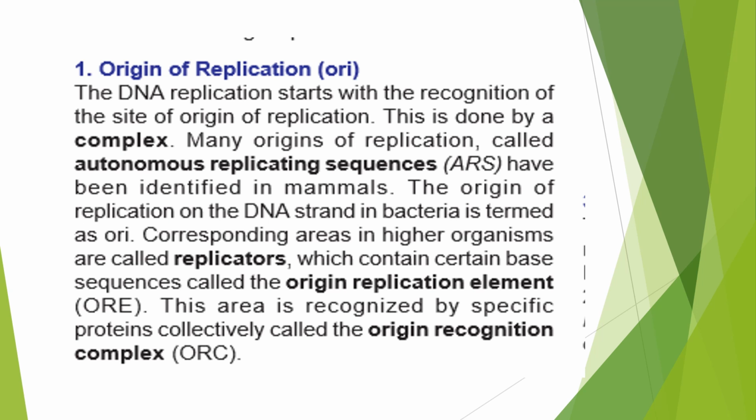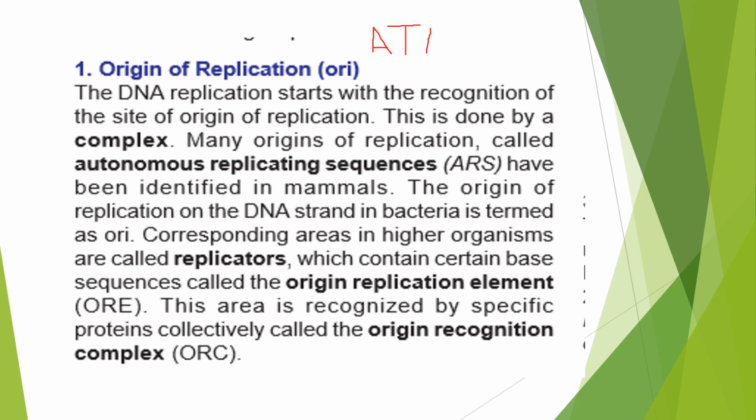So here we see the origin of replication. The first step during DNA replication is the recognition of the origin of replication. It is done by a complex. In prokaryotes, there is only a single origin of replication, but in eukaryotes, there are multiple origins of replication present.